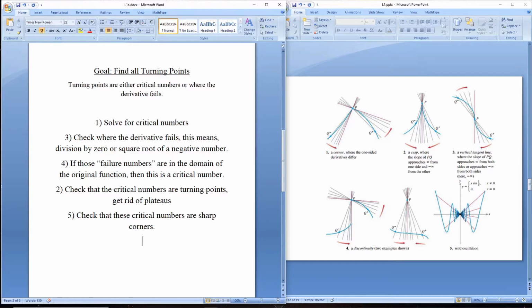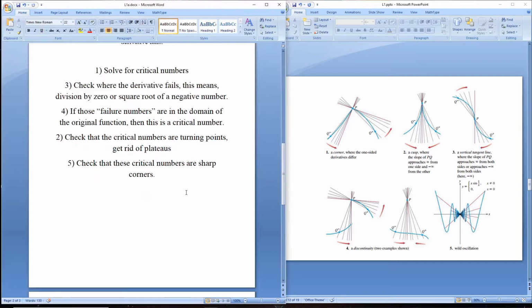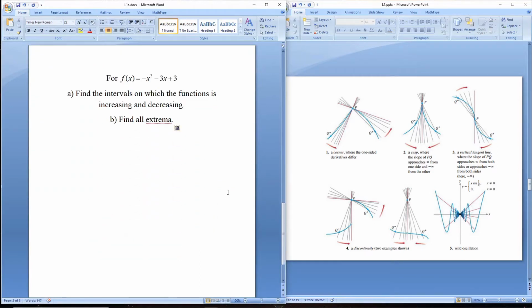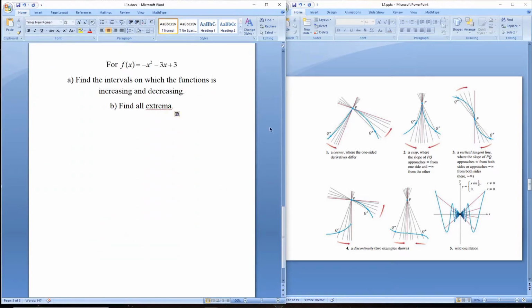So, with all that said, let's do it. And let's start with a good old friendly parabola. Now, the book does ask you 2 questions here. The first one being find the intervals of where the function is increasing and decreasing. And the second part is find all extrema. Now, part A may seem a little bit intimidating at first, but part A is actually a natural process of working towards part B. So part A is really no big deal. We'll be doing this to get to part B.